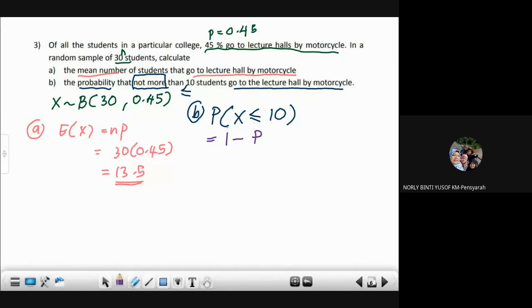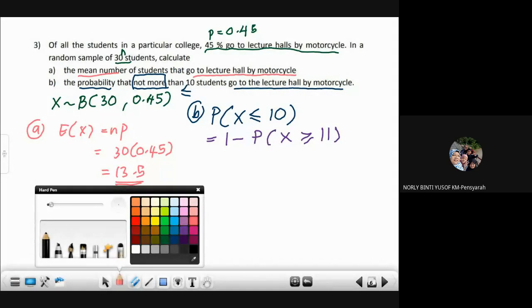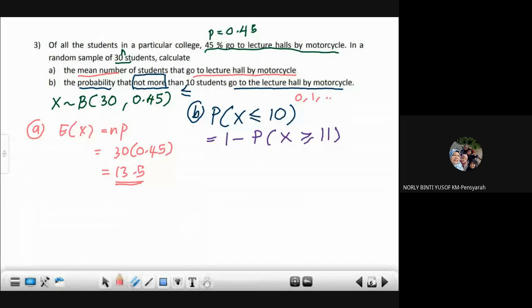So 0 hingga 10 adalah discrete yang you nak. Tapi you nak pakai simbol greater or equals to. So you guna total probability 1 minus X greater or equals to 11. Sebab discrete kat sini adalah 0 hingga 10 yang you nak. Tapi you tak boleh baca lesser or equals to simbol. So you guna ni lah. So nanti bila baca kat table, baca R11, P 0.45, N30.